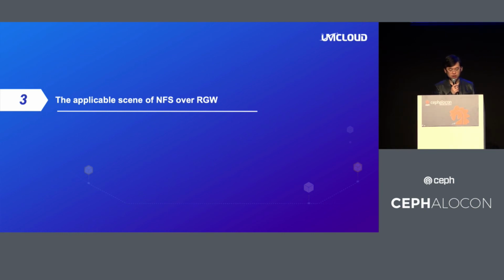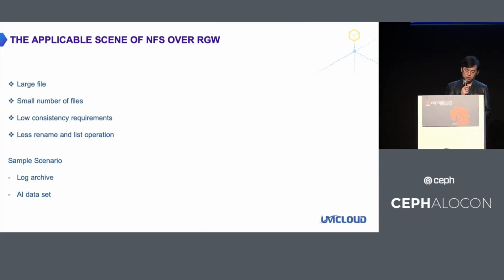Finally, we will talk about the applicable scenarios of NFS over RGW through our practice. We think NFS over RGW is more suitable for scenarios with large files, a small number of files, low consistency requirements, and fewer rename and list operations. For example, log archive and AI datasets.